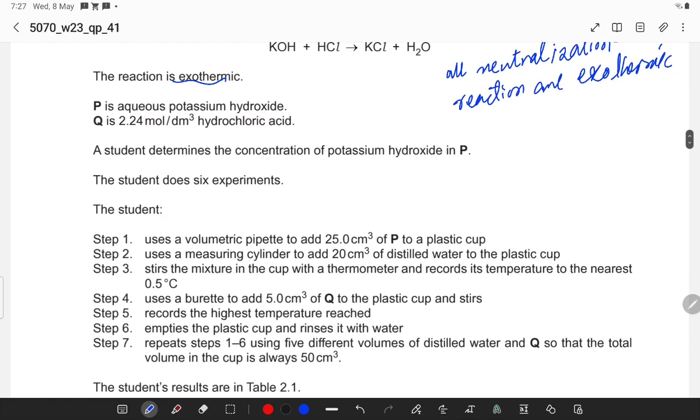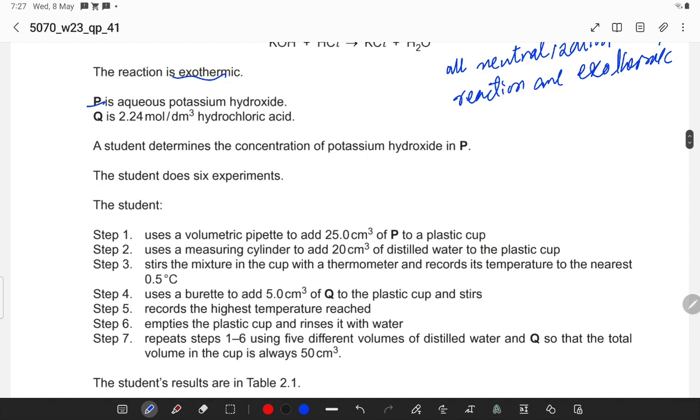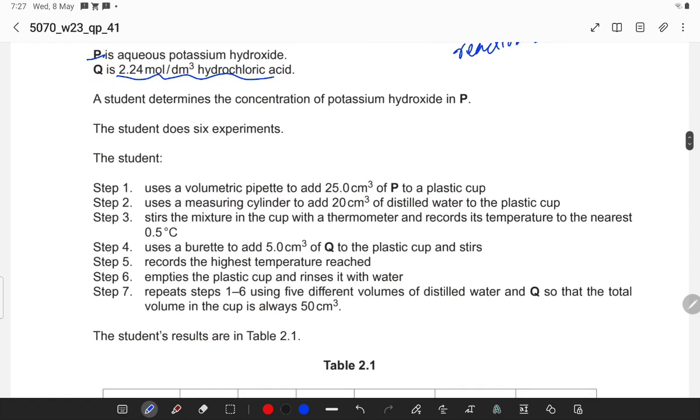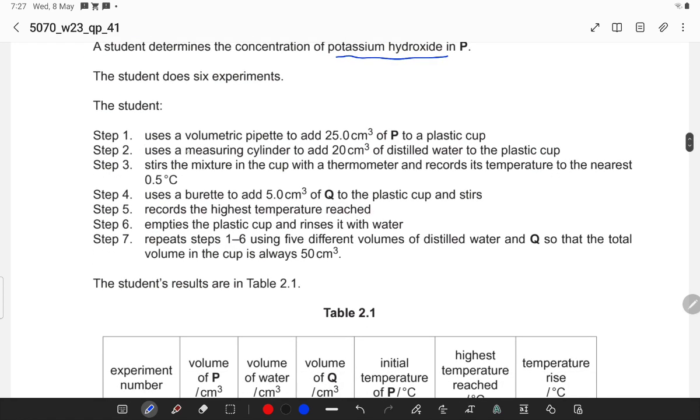P is aqueous potassium hydroxide, and Q is 2.24 mole per dm³ of hydrochloric acid. This is the concentration; mole per dm³ is a unit of concentration. A student determines the concentration of potassium hydroxide in P. The student does 6 experiments. Step 1. Uses a volumetric pipette to add 25 cm³ of P to a plastic cup. Uses a measuring cylinder to add 20 cm³ of distilled water to the plastic cup.